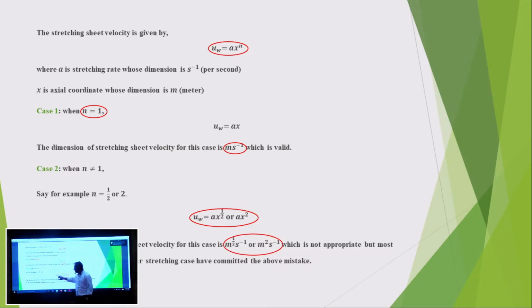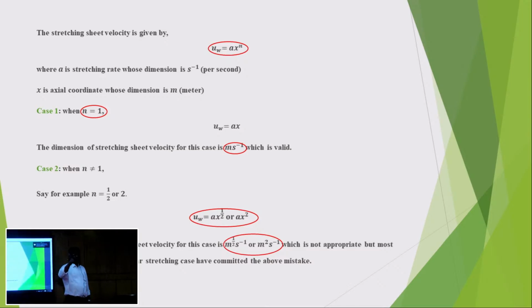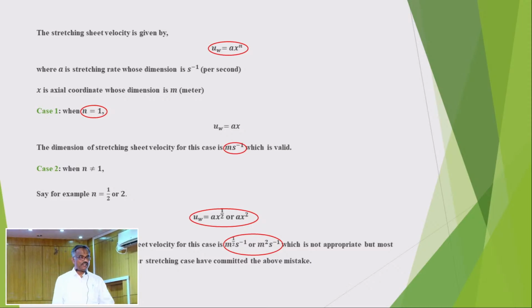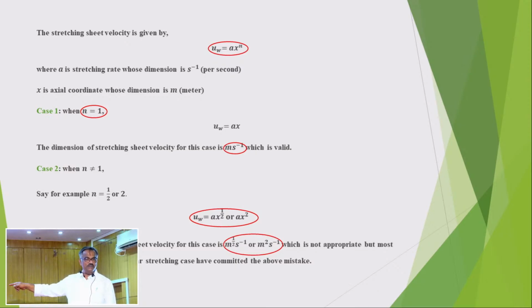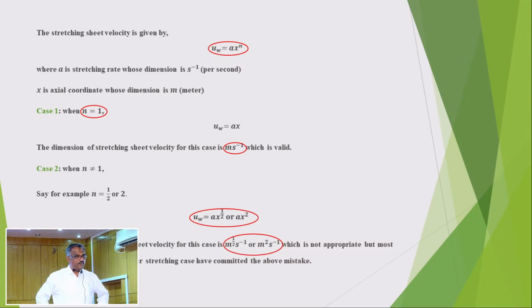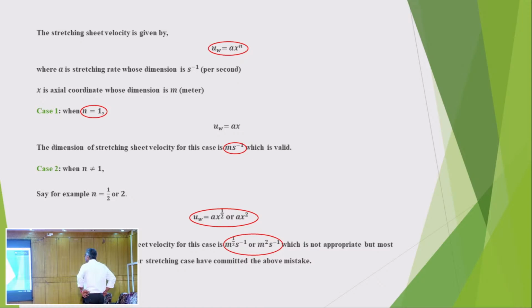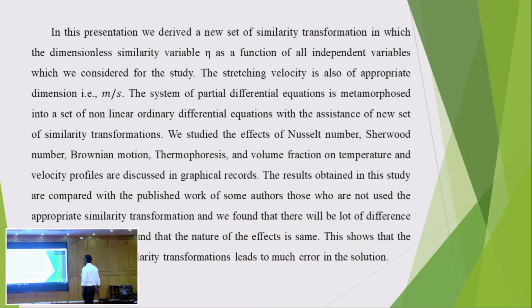But Uw means velocity, so it must be meter per second. Then how are you going to claim it as a stretching velocity? Velocity must be meter per second, but you are getting something different from meter per second. Then how are you going to claim it as meter per second? That's why we should take care. Next. Next.